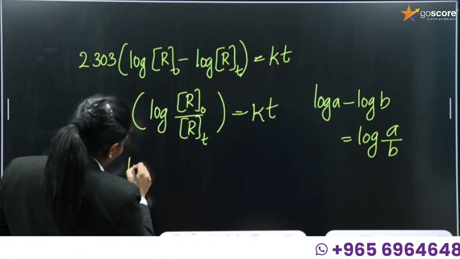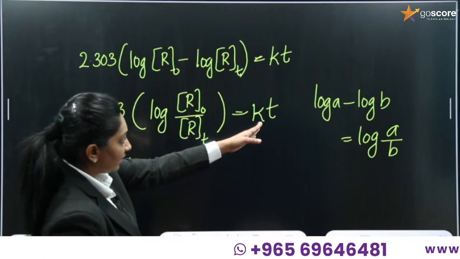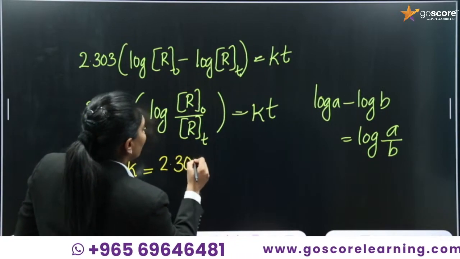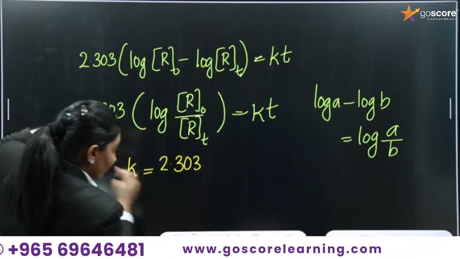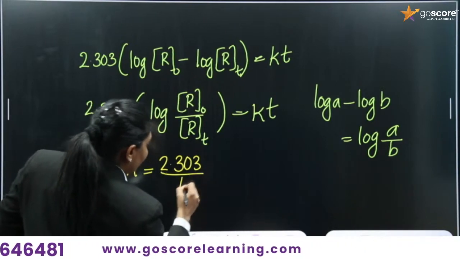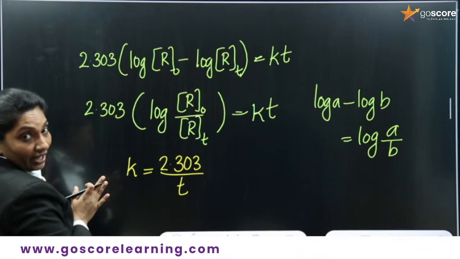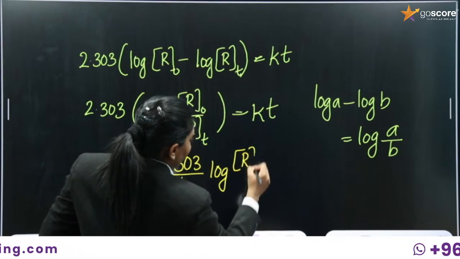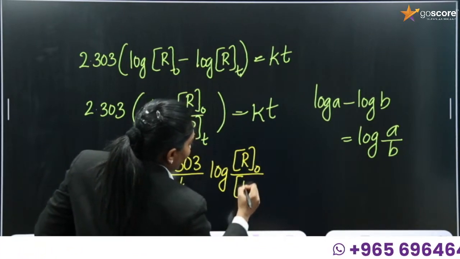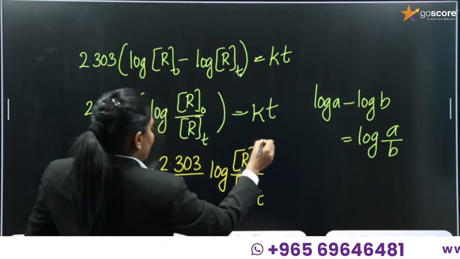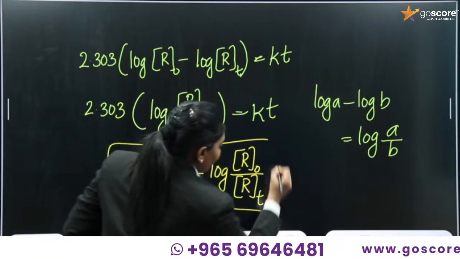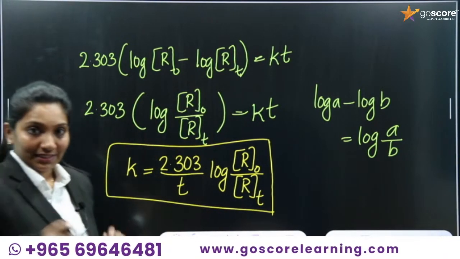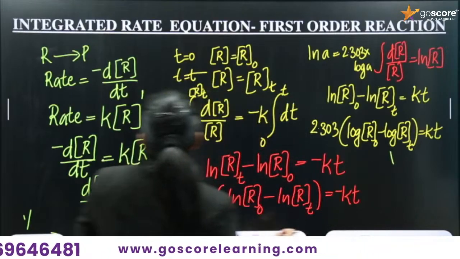So, in terms of the rate constant K, how can we write the integrated rate equation for first order? K is equal to, I am taking the K on this side and T on the left side, then it will be 2.303 divided by T into log concentration of R0 by RT. This is the integrated rate equation for first order reaction. Okay? That clear?